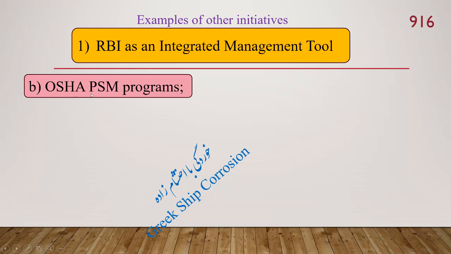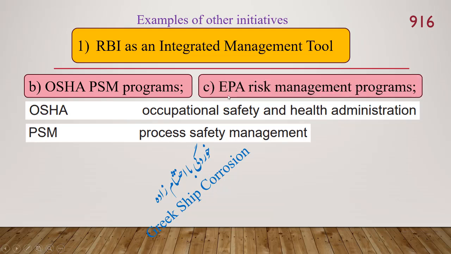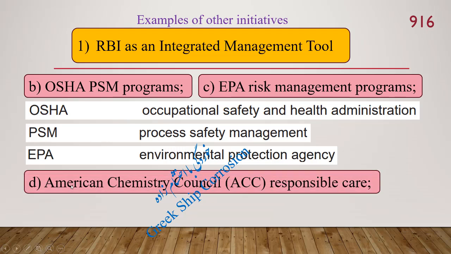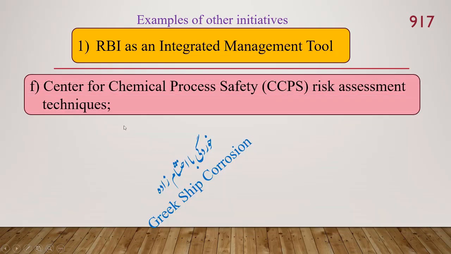B. OSHA PSM programs. OSHA stands for Occupational Safety and Health Administration. PSM stands for Process Safety Management. C. EPA Risk Management Programs. EPA stands for Environmental Protection Agency. D. American Chemistry Council Responsible Care. E. American Society of Mechanical Engineers Risk Assessment Publications. F. Center for Chemical Process Safety Risk Assessment Techniques.